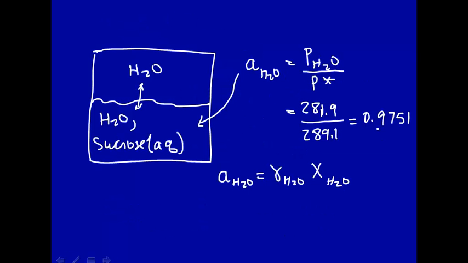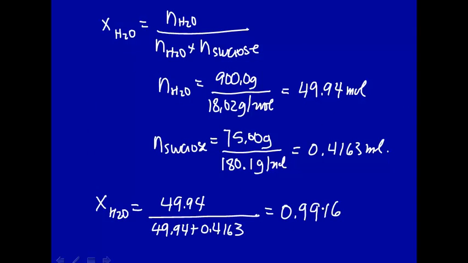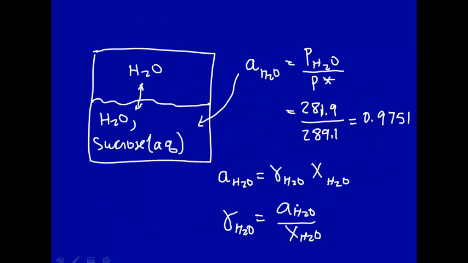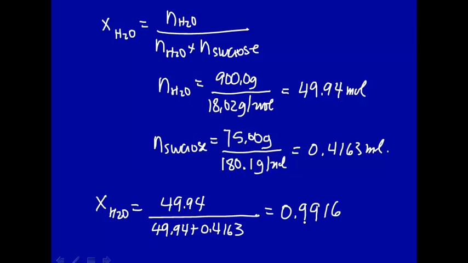The activity here was 0.9751. So the activity coefficient of water is equal to the activity of water divided by the mole fraction of water. We have the activity of water here, and here we have the mole fraction. Oh, look, it's different. If the activity coefficient were 1, the activity of water should be the same as the mole fraction of water. It's not, so therefore the activity coefficient is not equal to 1.